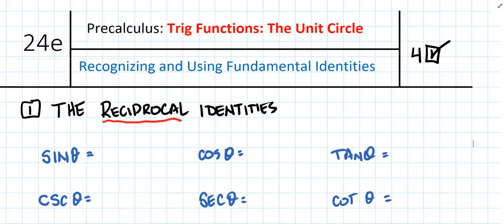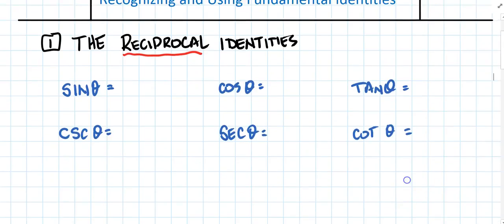Welcome to Precalculus Concept 24E. Underneath trig functions and the unit circle, we are going to recognize and use what are known as fundamental trig identities. These are really important, and we want to make sure that we have these in our notes. There are 4 boxes.